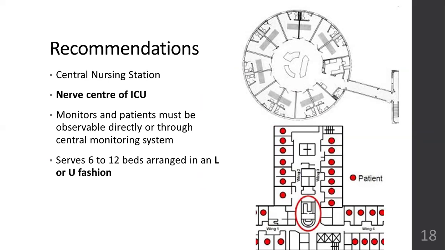It serves 6 to 12 beds. It should be arranged in an L or U shape. If you have more than 12 beds, you will have more central nursing stations. So based on the number of beds, you will have the corresponding number of central nursing stations. Basically, one central nursing station should take care of at least 6 to 12 beds.